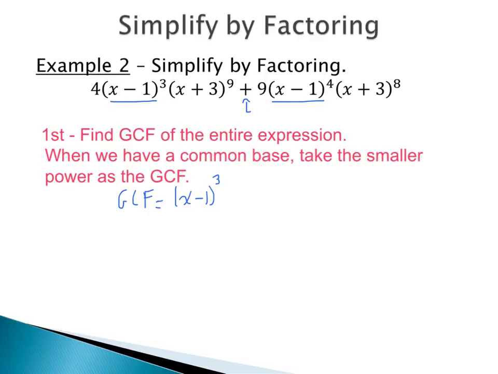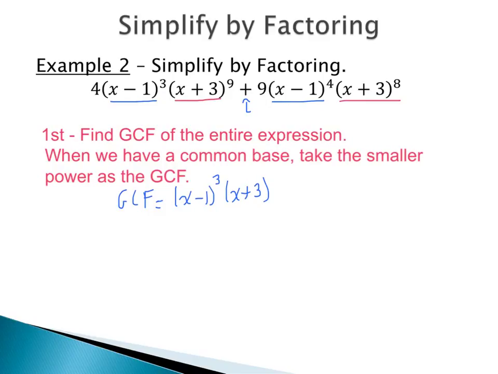Continuing on to the x plus 3, we have x plus 3 to the ninth in the first group and x plus 3 to the eighth in the second group. Again, we can see that x plus 3 is going to be part of our greatest common factor, but we need to figure out the power to take out. Again, you're going to take your smaller of your two powers. So in the first group, we have x plus 3 to the ninth. In the second group, we have x plus 3 to the eighth.